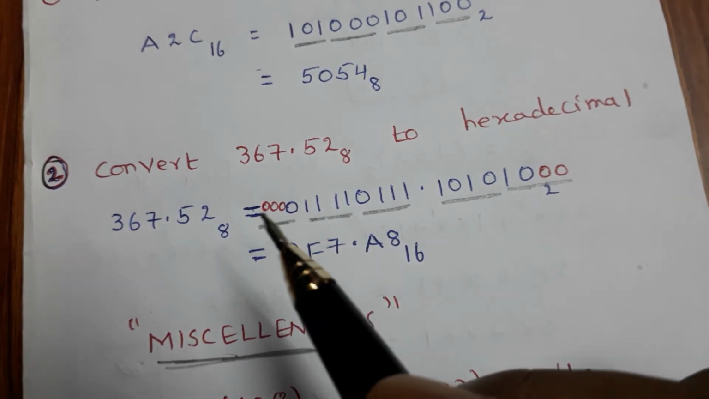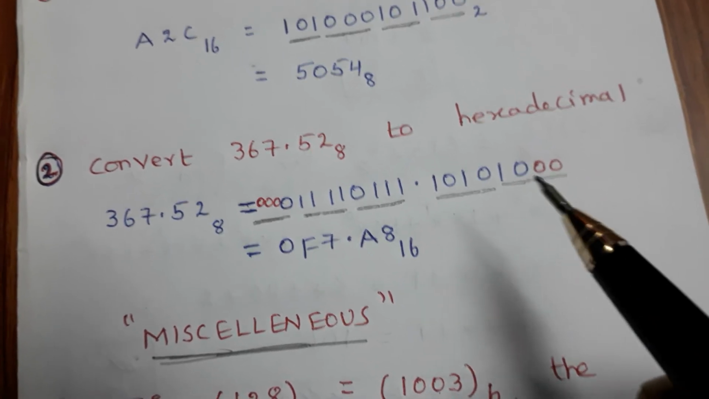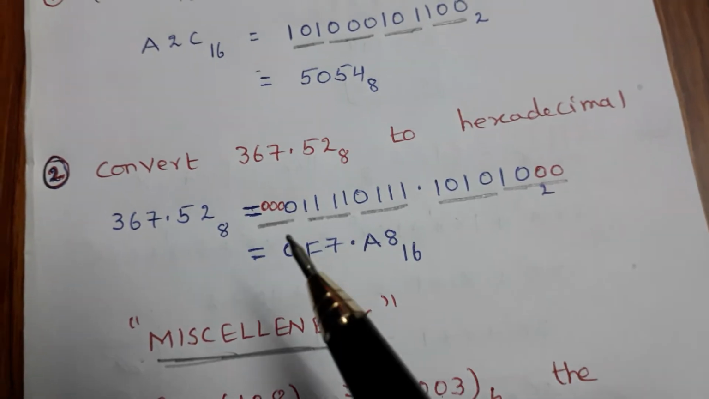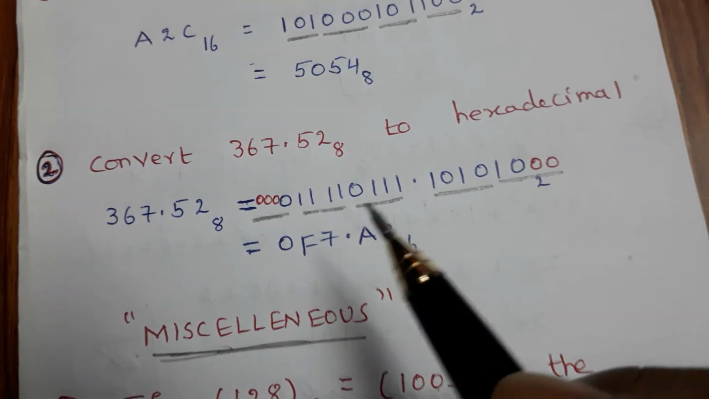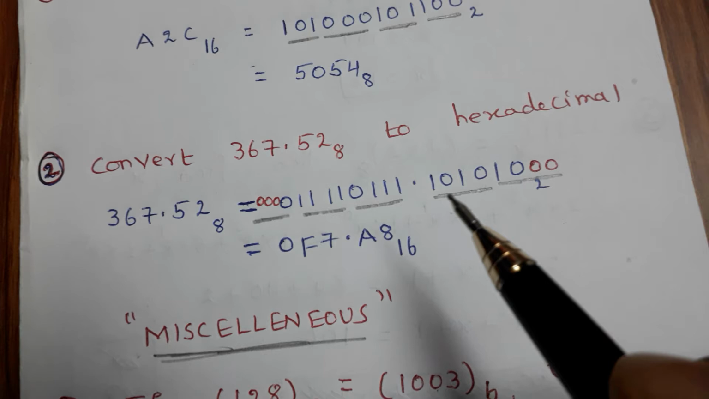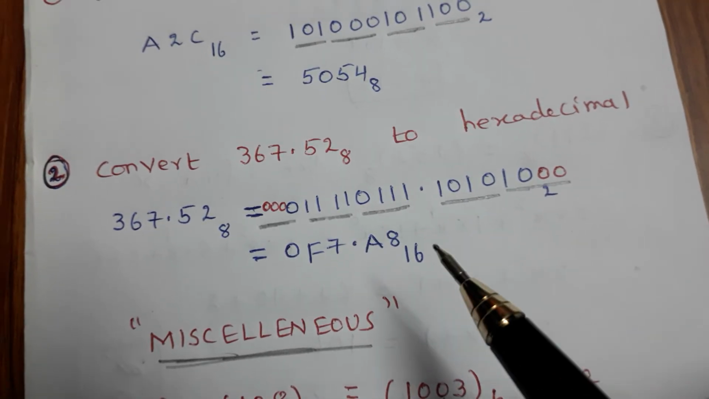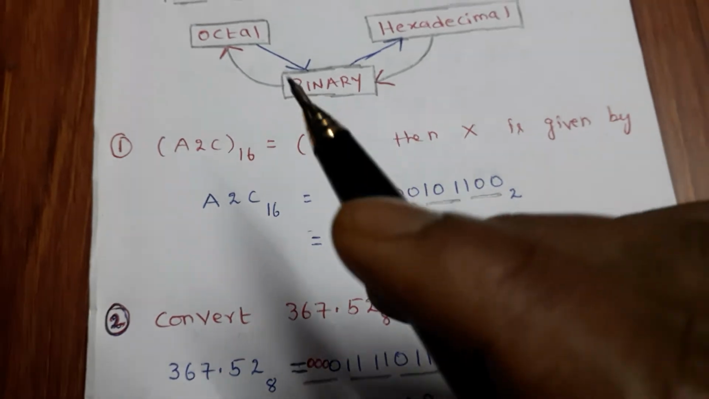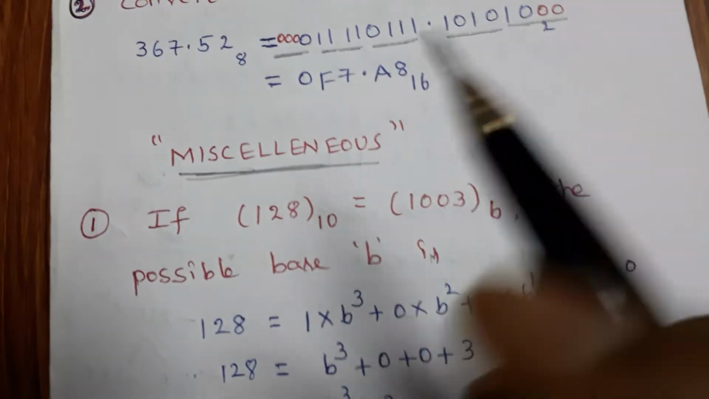Therefore, I am going to add 3 bits. Then if you observe here, only 2 bits are present, therefore I am going to add 2 bits. Then by grouping this 0, then 4 ones, that is F, then 0, that is 7, 1010, that is 10A, then 1, that is 8. In this manner you can convert an octal number into hexadecimal with the help of binary. Now we will move to some miscellaneous.